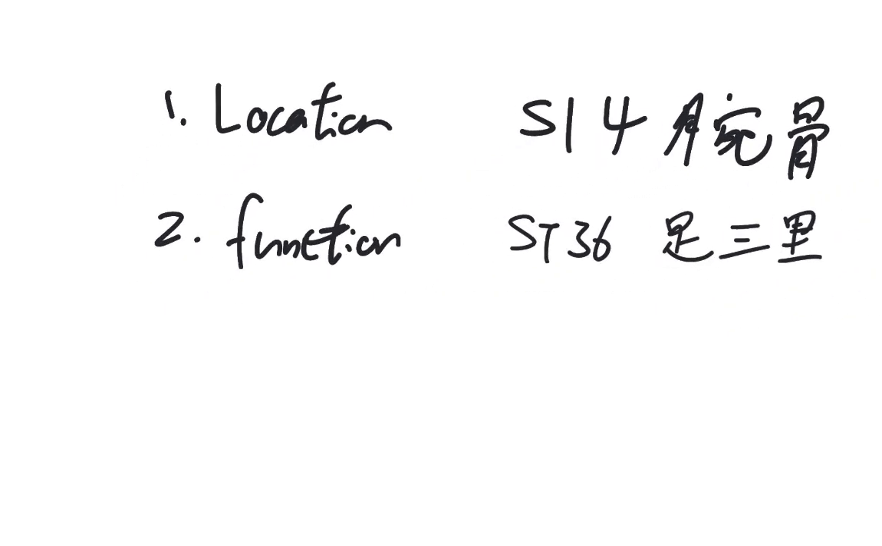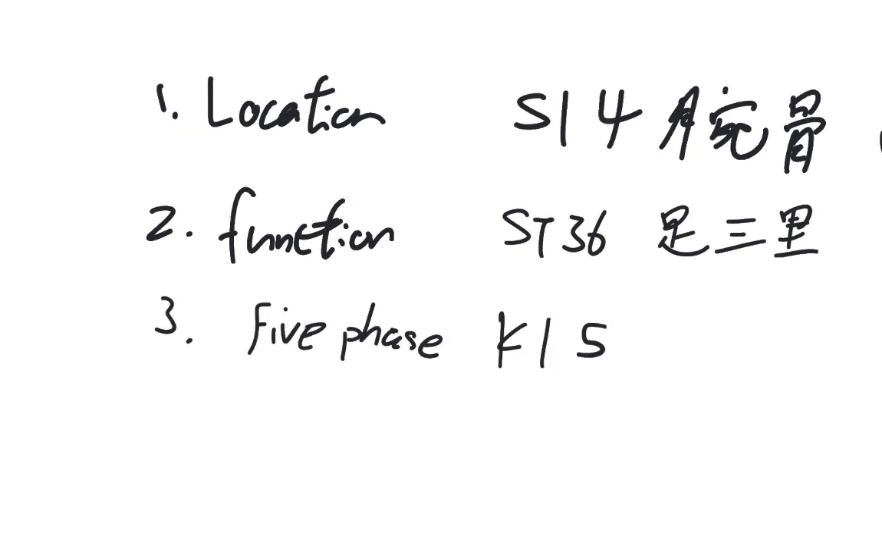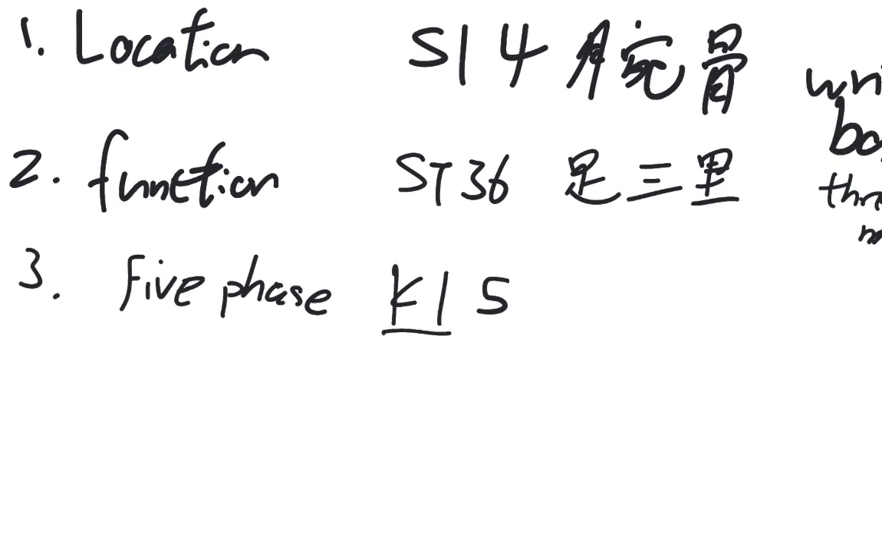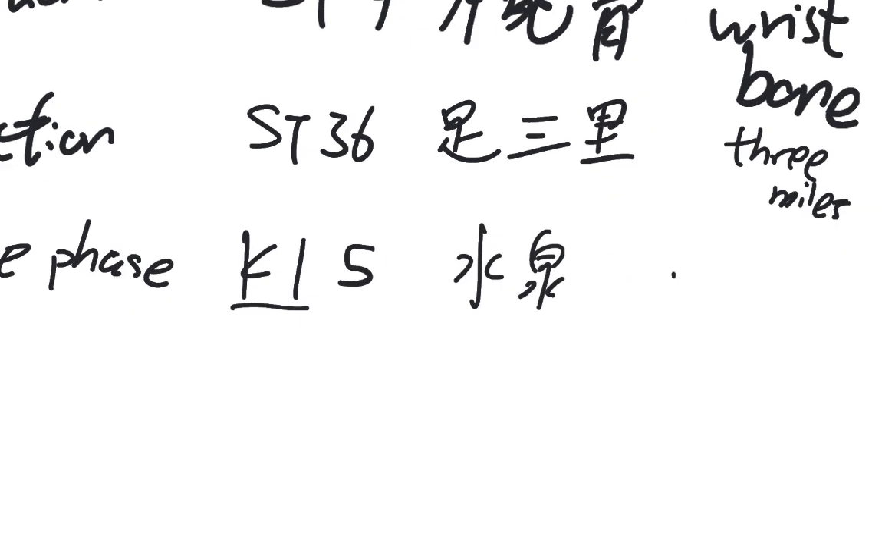The third one is it tells us the 5 phases, or the 5 elements. For example, kidney 5. You see kidney, right? First of all, this point is on a kidney channel, and the name of it is called water spring. So water and spring are both water, and therefore that point is related to the kidney.